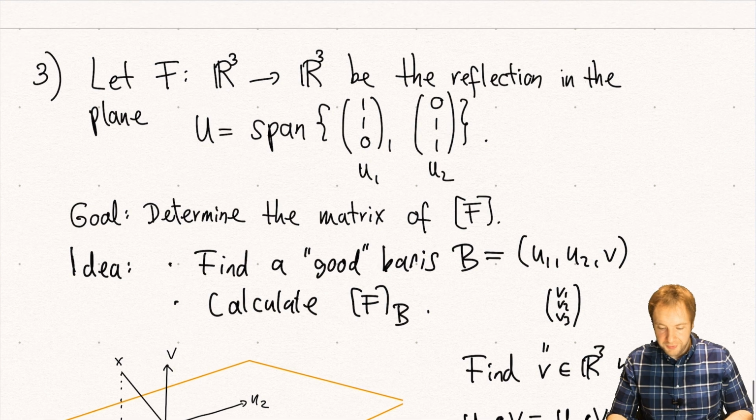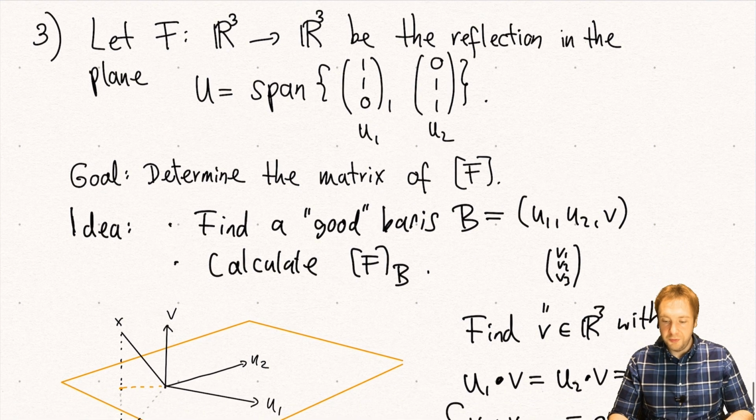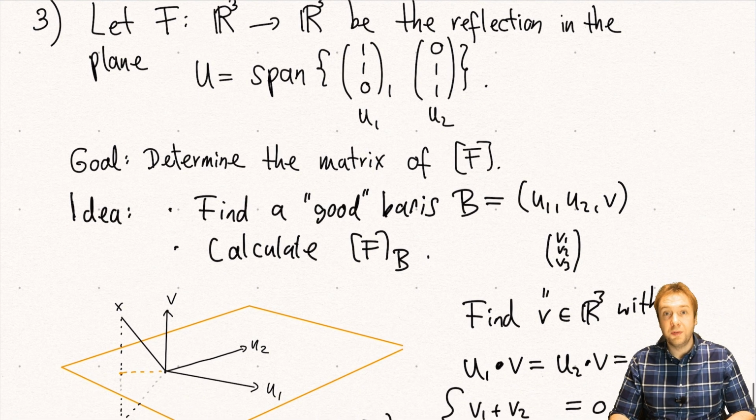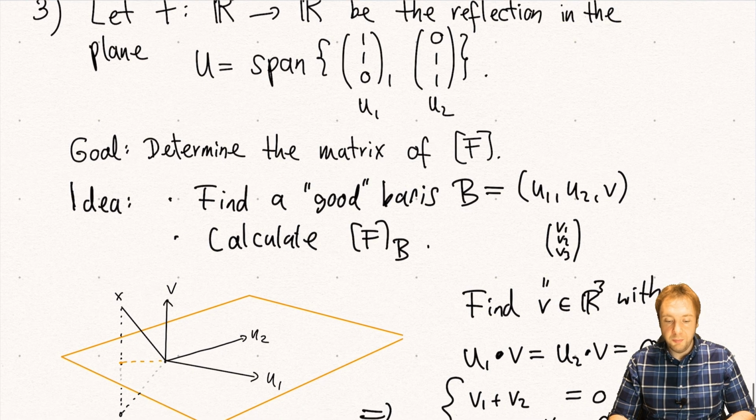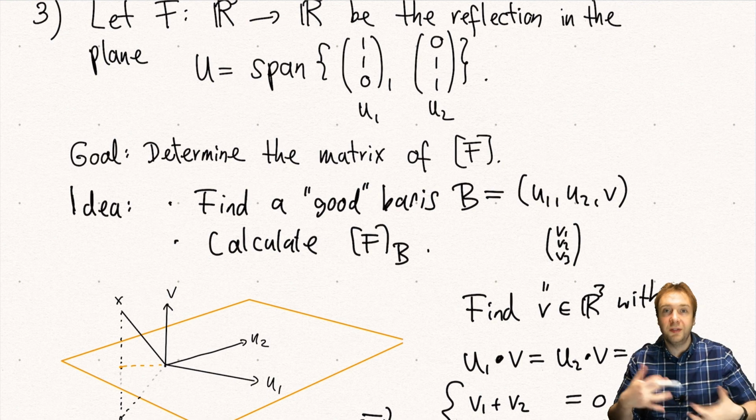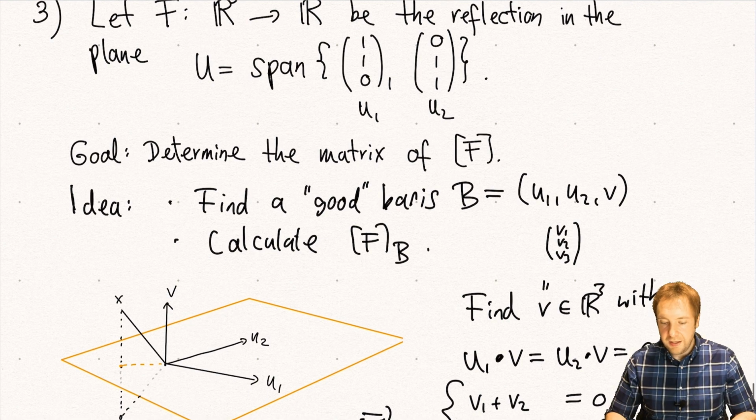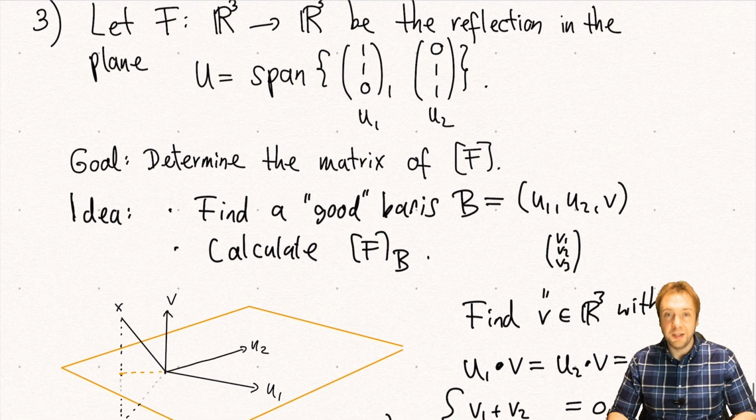Okay, and this is everything for today. Next time we will talk about some special bases, so-called orthonormal bases, which is basically just a basis of a space where everything is orthogonal to each other, and we will see why this is a nice concept.